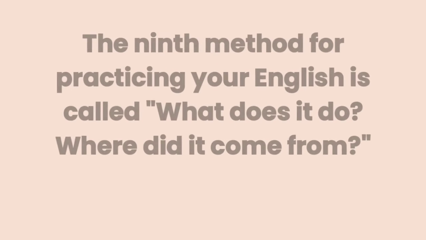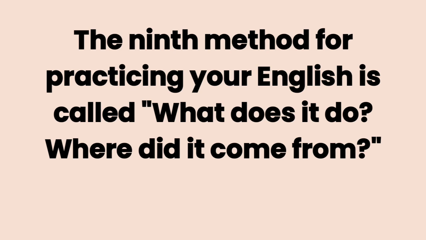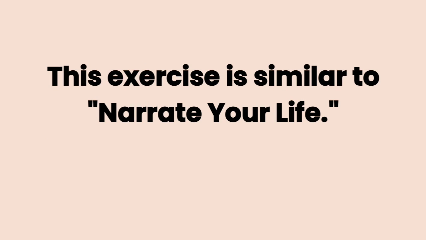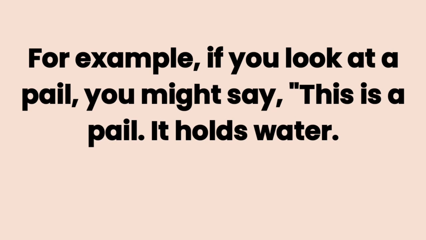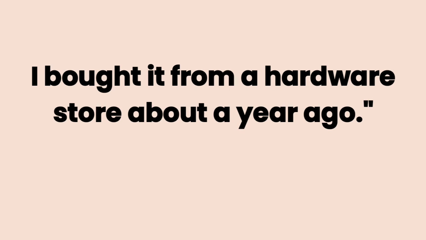Great! The 9th method for practicing your English is called "What does it do? Where did it come from?" This exercise is similar to narrate your life. You observe an object and reflect on it by asking, "What is this?" and "What does it do?" For example, if you look at a pail, you might say, "This is a pail. It holds water. I bought it from a hardware store about a year ago."